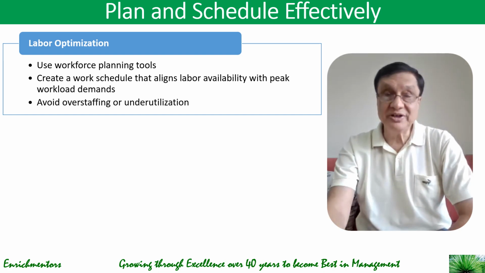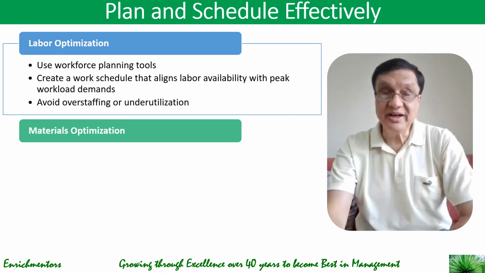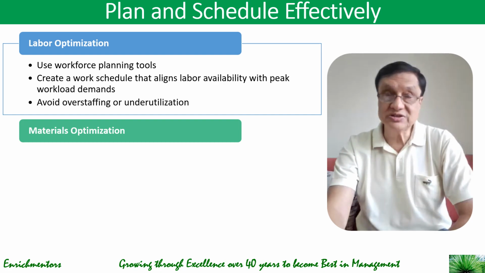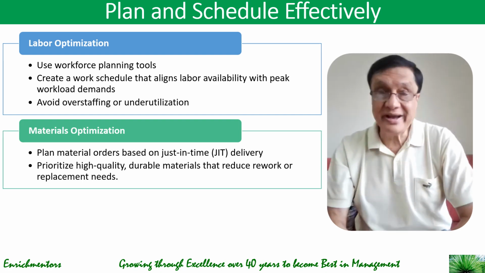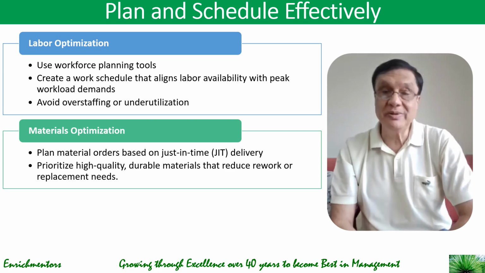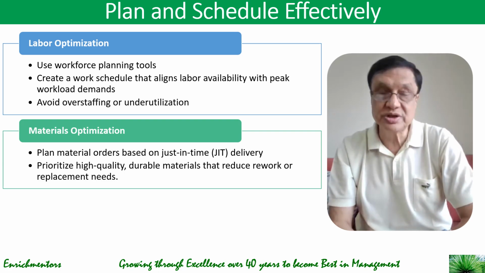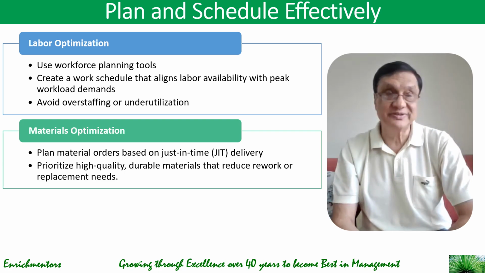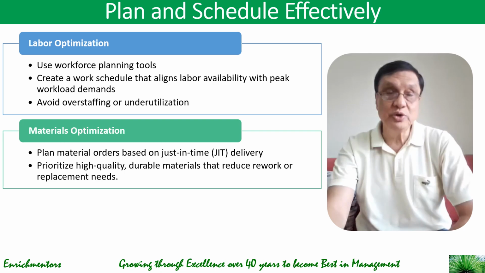Second thing is about material optimization. There again, you need to plan material orders based on just-in-time inventory to minimize shortages, storage costs, as well as waste, and prioritize high quality, durable materials that reduce rework or replacement needs. So that's one, two, a few things that you can do to optimize material.